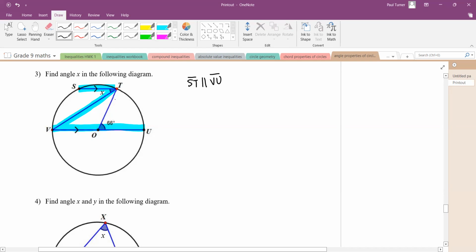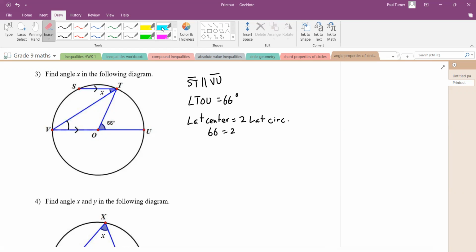And note also that TOU is 66, so I'll just note that. So angle TOU is 66 degrees. This angle 66 can be used to calculate this angle here. So we've got angle at center is 2 times angle at circumference. So angle at the center is 66, which is 2 times angle at the circumference.